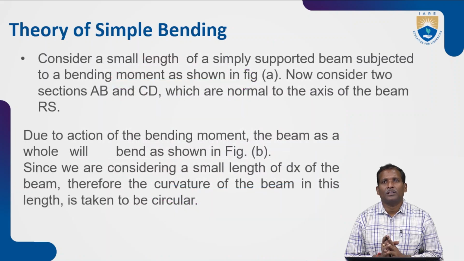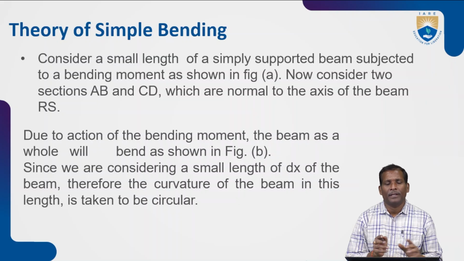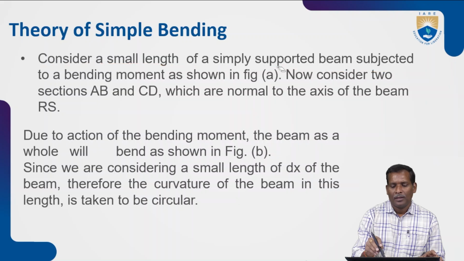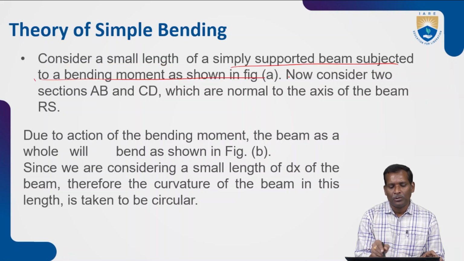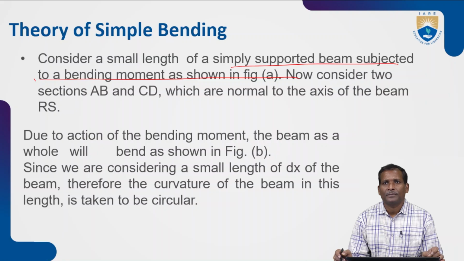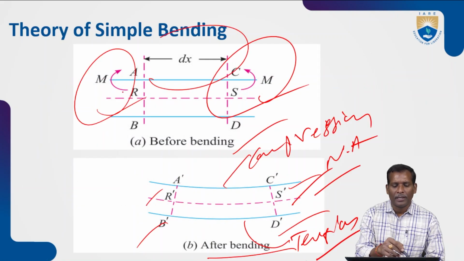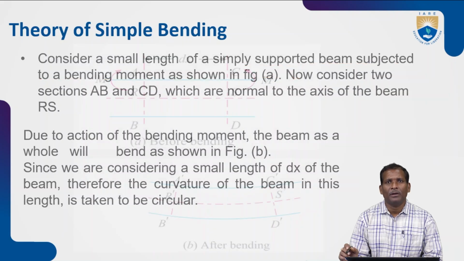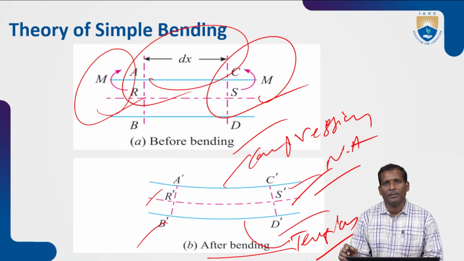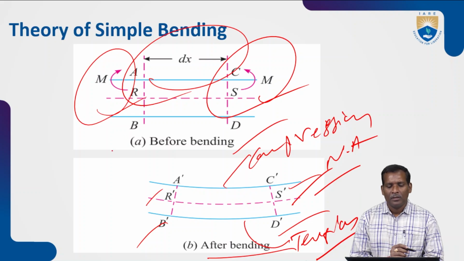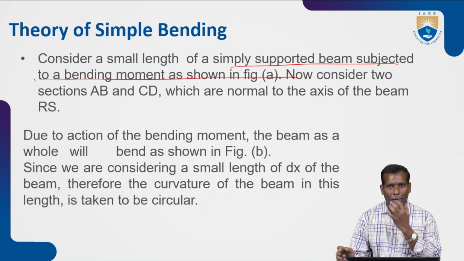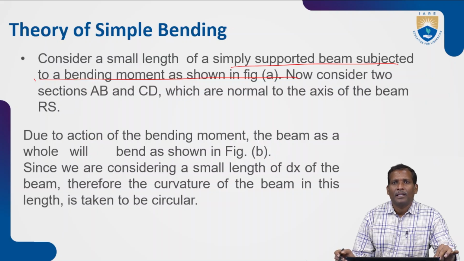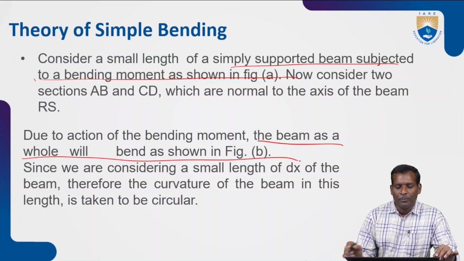So consider a small length of a simply supported beam subjected to a bending moment, as shown in the figure. Here a small elemental length dx is taken. Now consider two sections AB and CD which are normal to the axis of the beam RS. Due to the action of the bending moment, the beam will bend as shown in the figure.